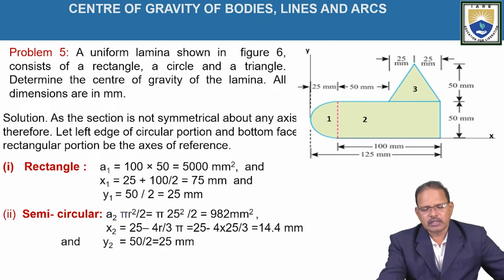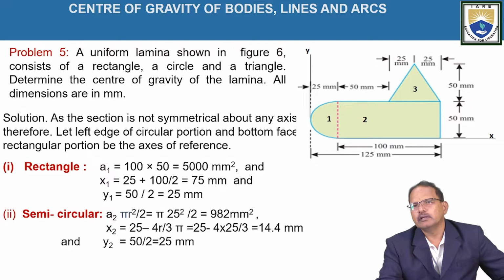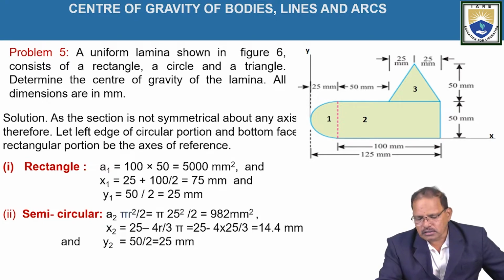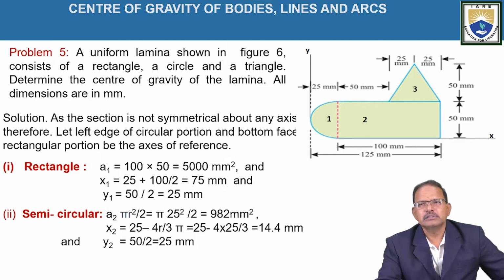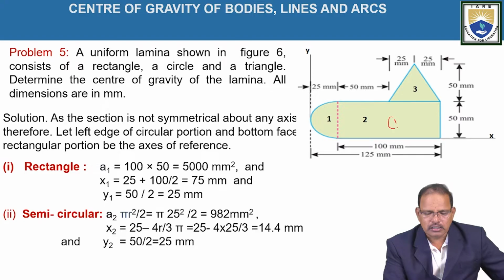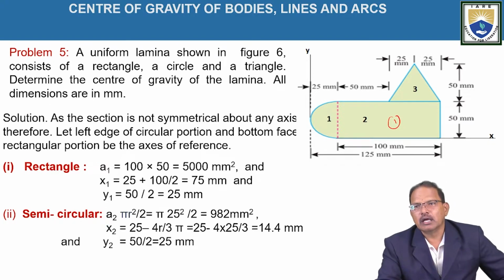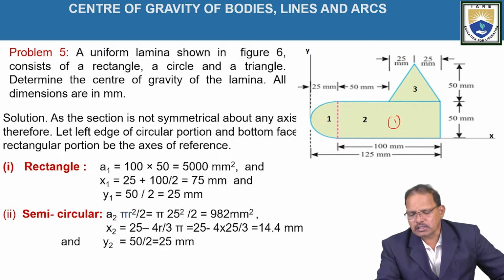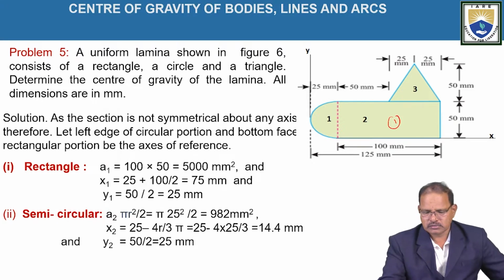Okay, now the center of gravity of a uniform lamina, that is, of uniform or negligible thickness. As shown in the figure, the lamina of negligible thickness consists of a rectangle, a semicircle and a triangle. Determine the center of gravity of the lamina. All the dimensions are given in mm.